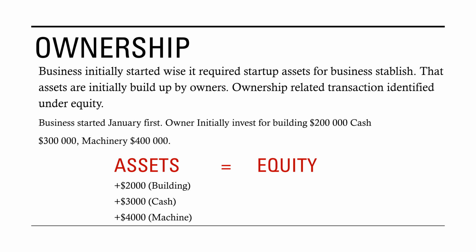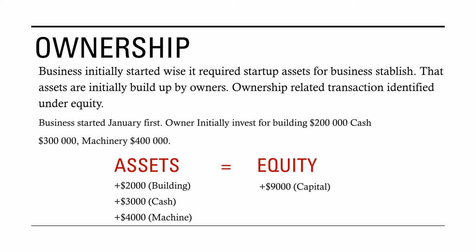Cash and machines are treated in the same way. According to that, the transaction consists of three types of assets, but all the assets are the owner's investment. Because of that, we need to know the total investment.